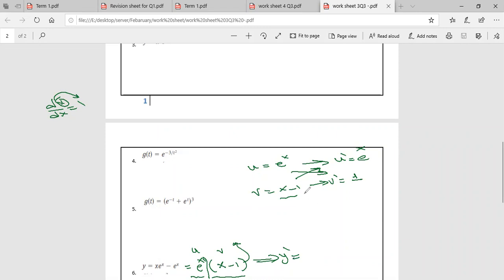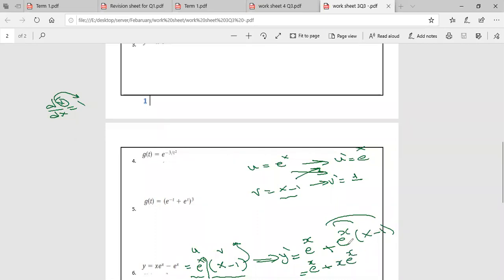It will be what? e to power x multiply 1, plus e to power x multiply (x minus 1). Distribute, then add the like term. It will be e to power x plus e to power x multiply x. It will be what? x e to power x.